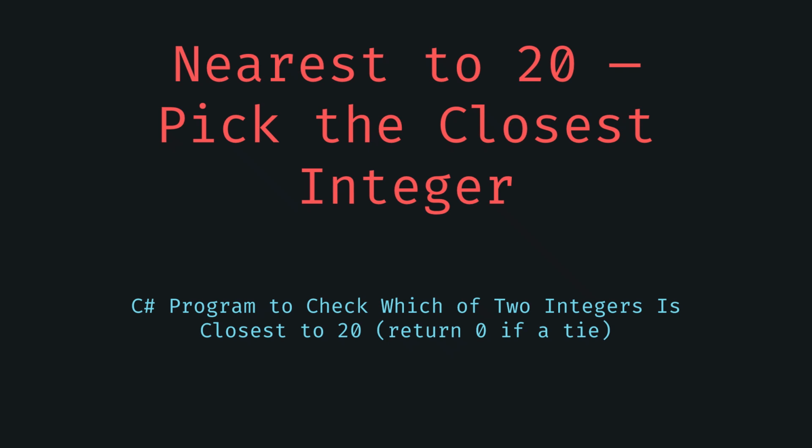Welcome. In this tutorial, we write a small C# console program that compares two integers and returns the one that's closest to 20. If both numbers are equally close, the program returns 0. This is a common toy problem to practice absolute differences, conditional operators, and readable console input. I'll walk you through the code line by line, show examples, and point out small robustness tips you can add for production. Let's jump in.